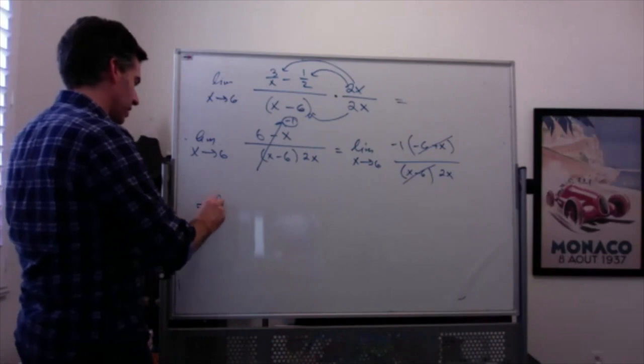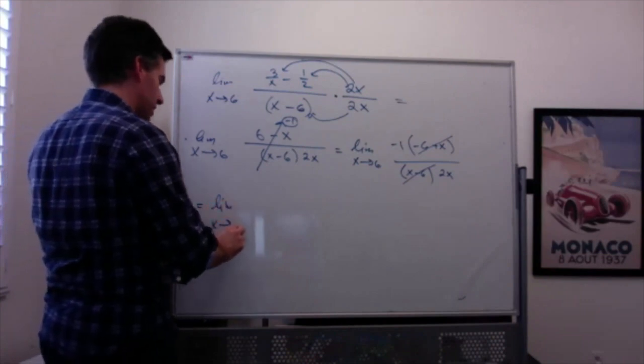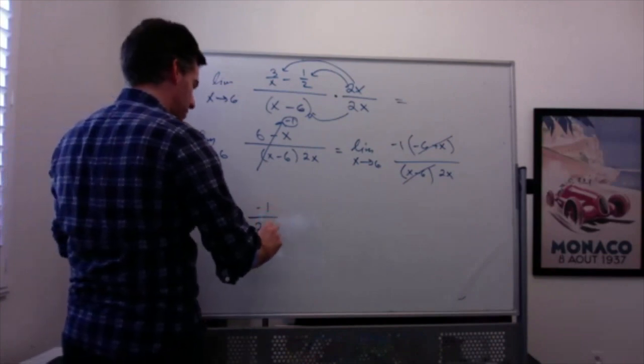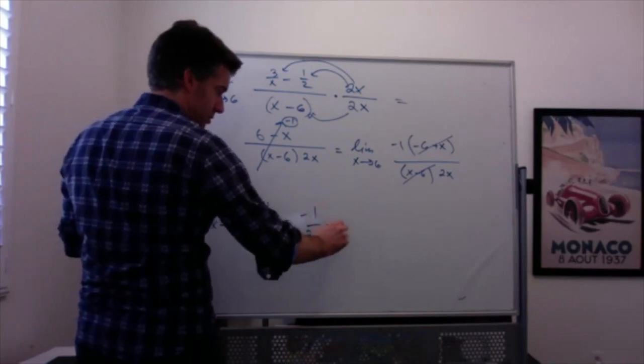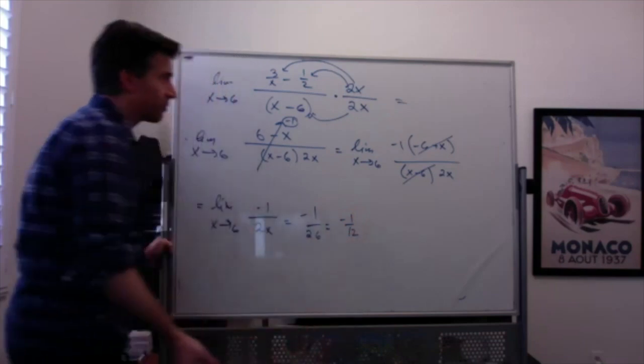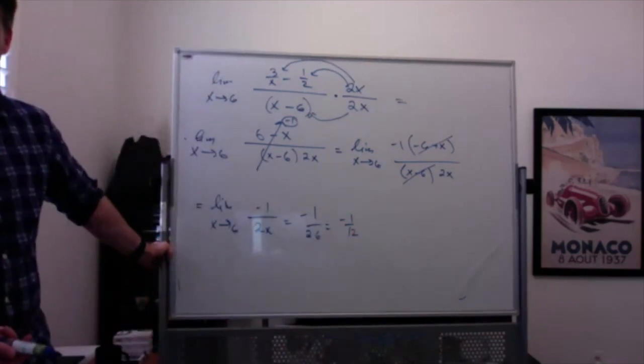So this ends up being the limit as x approaches 6 of -1 over 2x, which is going to be -1 over 2 times 6, which is -1/12. So that's what the limit of this expression would be.